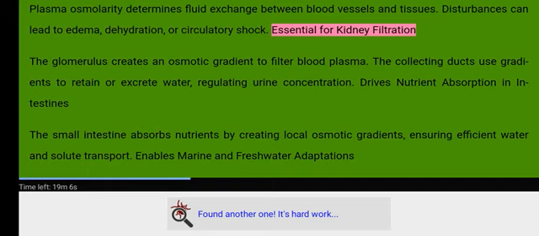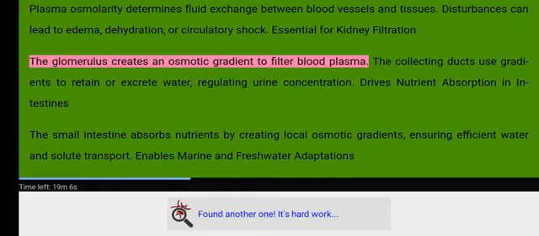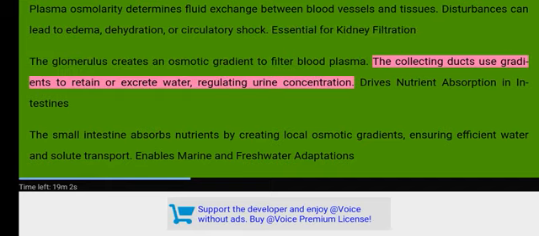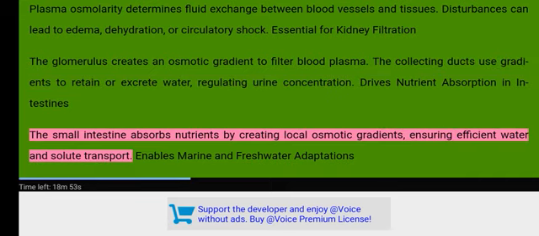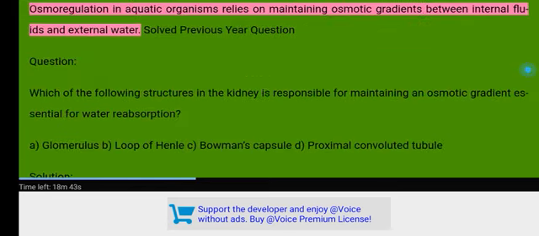Essential for kidney filtration. The glomerulus creates an osmotic gradient to filter blood plasma. The collecting ducts use gradients to retain or excrete water, regulating urine concentration. Drives nutrient absorption in intestines. The small intestine absorbs nutrients by creating local osmotic gradients, ensuring efficient water and solute transport. Enables marine and freshwater adaptations. Osmoregulation in aquatic organisms relies on maintaining osmotic gradients between internal fluids and external water.